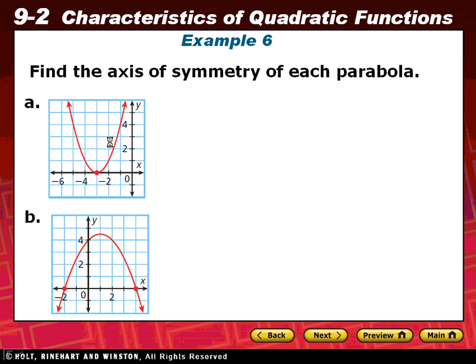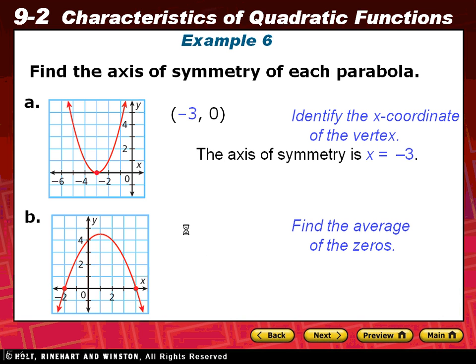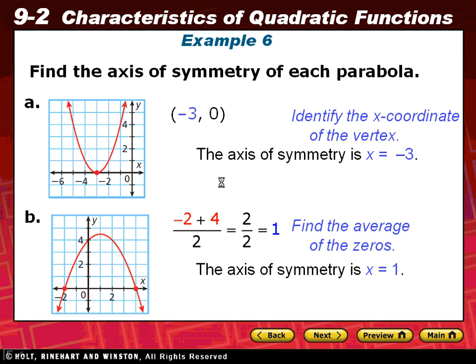All right, let's find the axis of symmetry for A and B. For A, it's going to be -3 because the vertex is -3, 0. For B, there are two zeros. Let's find the halfway point between -2 and +4. What'd you get? Yeah, it looks like 1, doesn't it? -2 plus 4 divided by 2 is 1. Yes, halfway between, right here. So x equals 1.